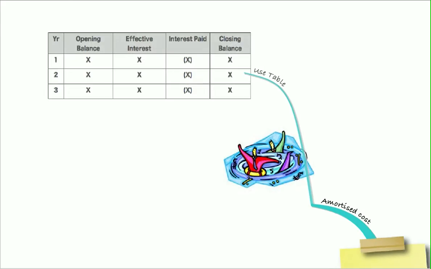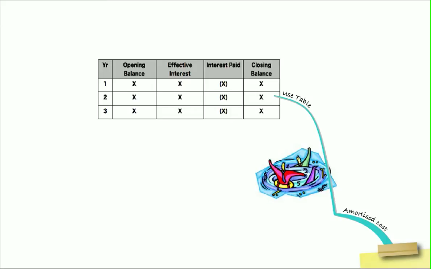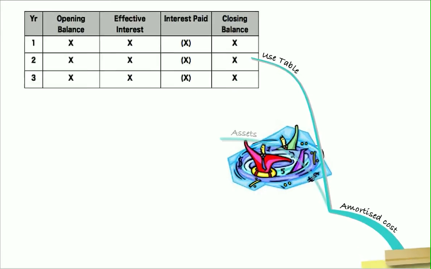Well, we're going to use this table. It's always the same. We start with our opening balance, either on an asset or a liability. The effective interest increases that opening balance, interest paid decreases it, and that gives us the closing balance in each year. It's simply the debits and credits that are different.